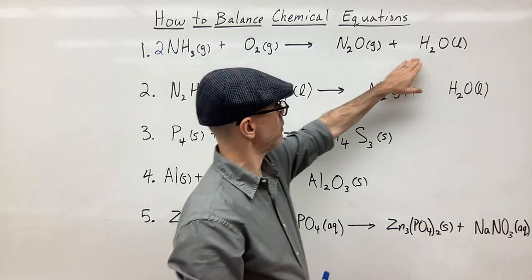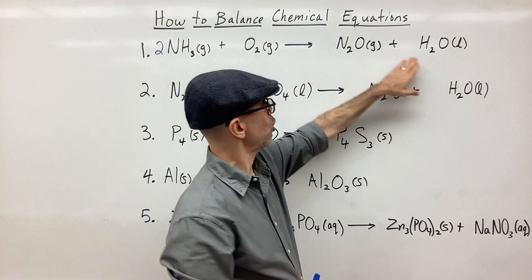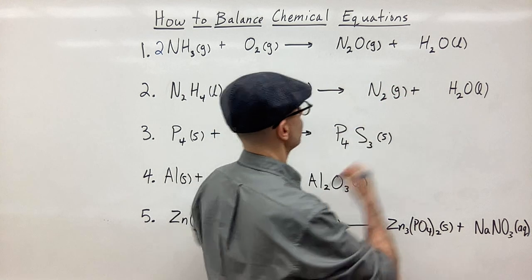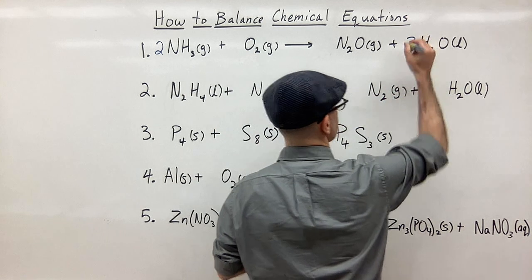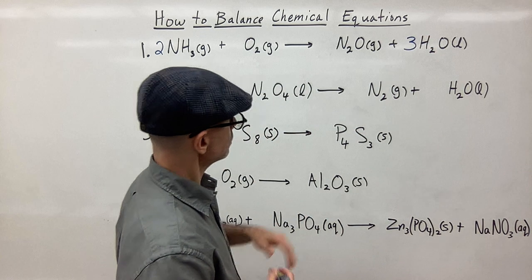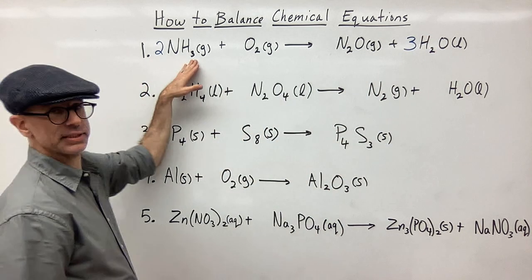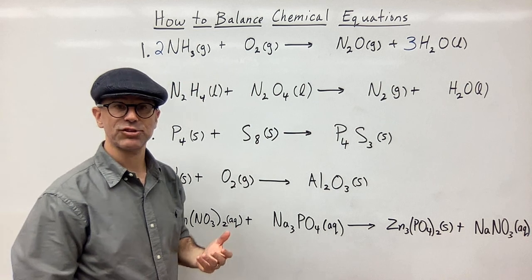So over here I have a subscript 2. So what times 2 is going to give me 6? 3. So I'm going to write a coefficient 3. So 3 times 2 is 6. 2 times 3 is 6. So now my hydrogens are balanced.